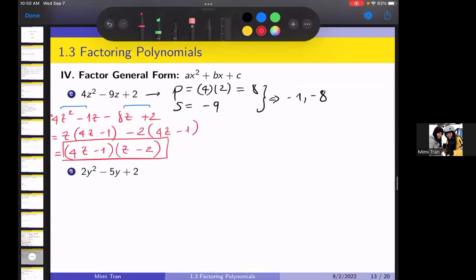You try number 3, whichever method you want to do. Maybe you want to try guess and check. It's kind of easy, because 2 is a prime number. It does not have a lot of choice. Kind of nice.